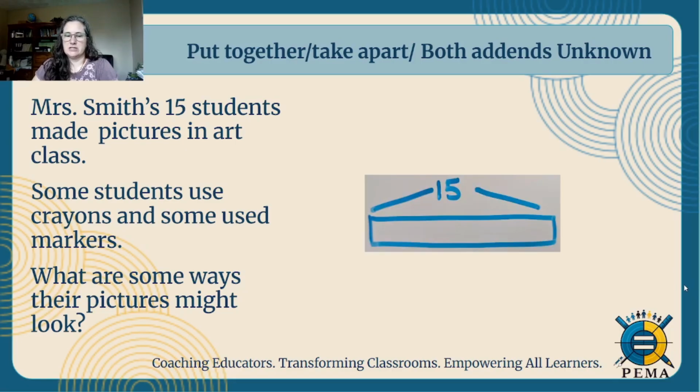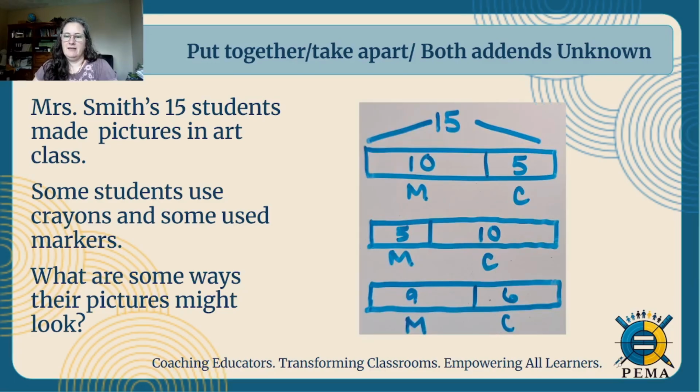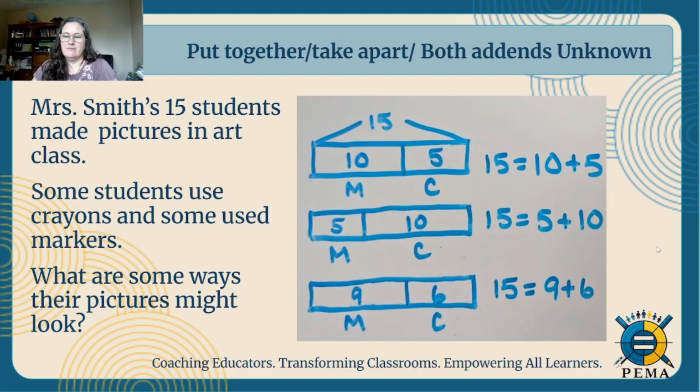So in this situation, we know that there are 15 students and each one of them made a picture. Here's some examples of what those pictures might look like. I might have 10 in marker, 5 in crayon, 5 in marker, 10 in crayon, 9 in marker, 6 in crayon. The options are pretty much limitless. There's lots of ways students can decompose that 15. For my equations, I did 15 equals, and then my parts, 10 plus 5, 5 plus 10, or 9 plus 6.